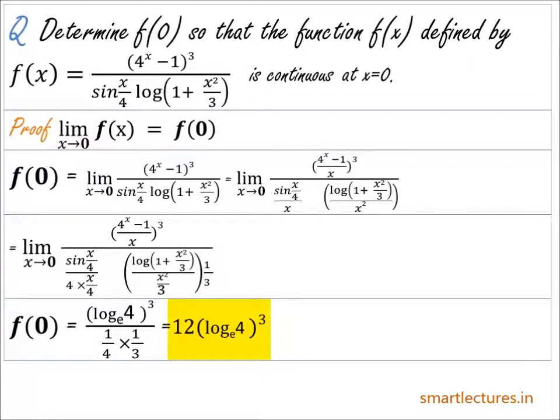So that means the value of f of 0, for which the function f of x defined by f of x is equal to (4 to the power x minus 1) whole cube divided by sin(x/4) into log of (1 plus x square upon 3) is continuous at the point x equal to 0, is 12 into (log of 4 to the base e) to the power 3.